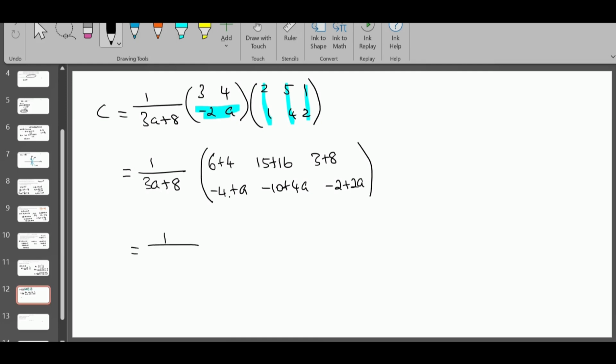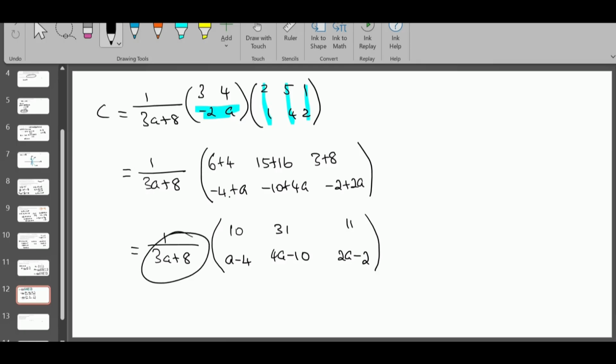Simplify 1 over 3A plus 8 times 10, 31, A minus 4, 4A minus 10, 2A minus 2, 11. You can leave it as it is. This is C. Or you can divide each element by 3A plus 8. Both are correct. You can write one more step if you want.